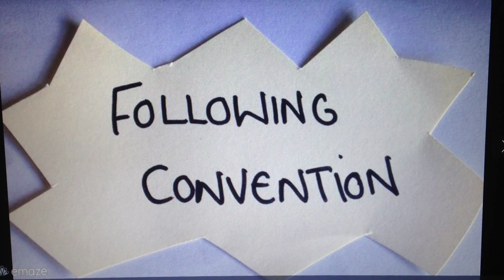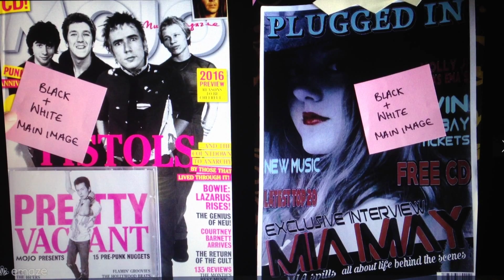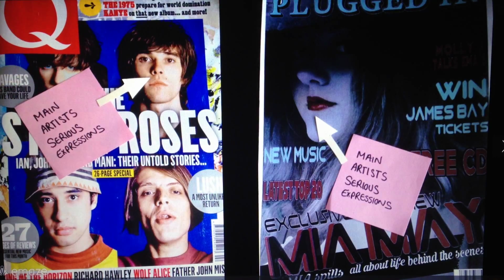Following conventions. The first thing I noticed when I looked at a real media product is that a lot of the front covers are black and white of the main artist, so I decided to follow that convention so that when people look at my magazine they know exactly what genre it is. I also told my model to pull a serious expression on the front cover, as I found that other indie artists were very serious when they posed, and I wanted her to be recognisably indie.